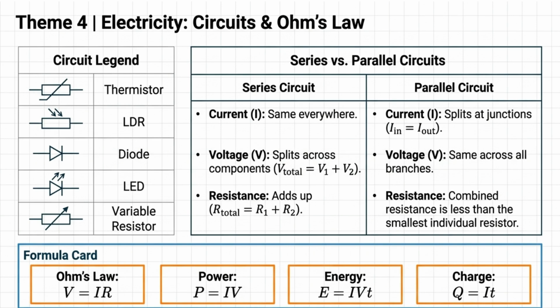In Theme 4, we study the rules of circuitry. You must recognize the symbols for thermistors, LDRs, diodes, LEDs, and variable resistors. In a series circuit, current is the same everywhere, but voltage splits across components. In a parallel circuit, current splits at junctions, while voltage remains the same across all branches.